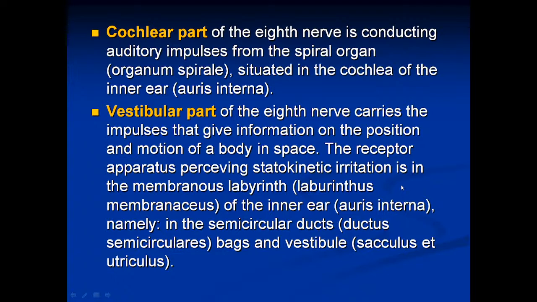Cochlear part of the 8th nerve is conducting auditory impulses from the spiral organ situated in the cochlea of the inner ear. Vestibular part of the eighth nerve carries the impulses that give information on the position and motion of the body in space. The receptor apparatus perceiving statokinetic irritation is in the membranous labyrinth of the inner ear, namely in the semicircular ducts, bags and vestibule of inner ear.